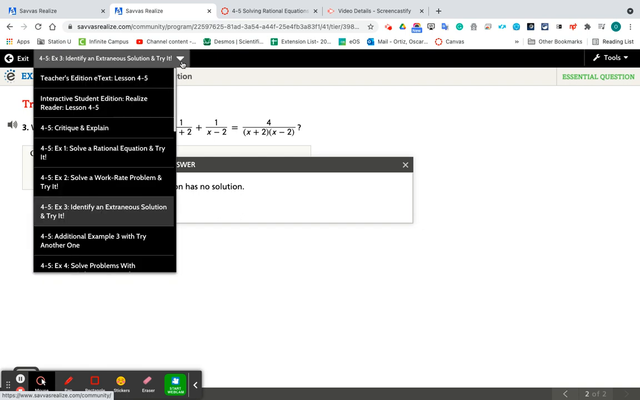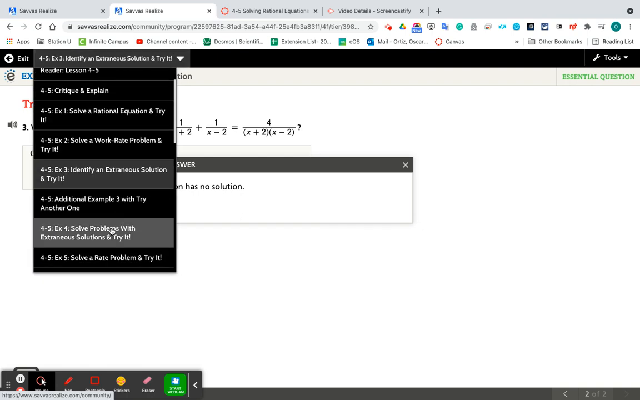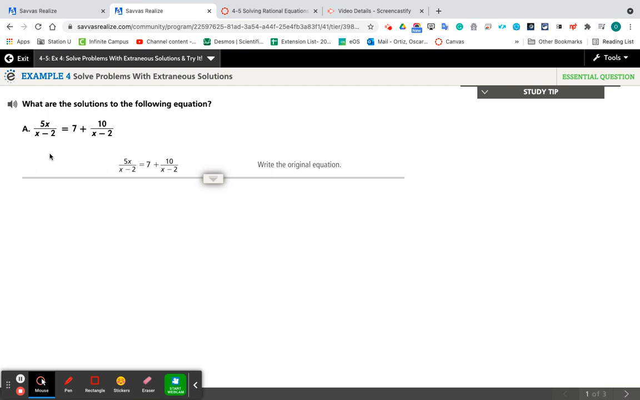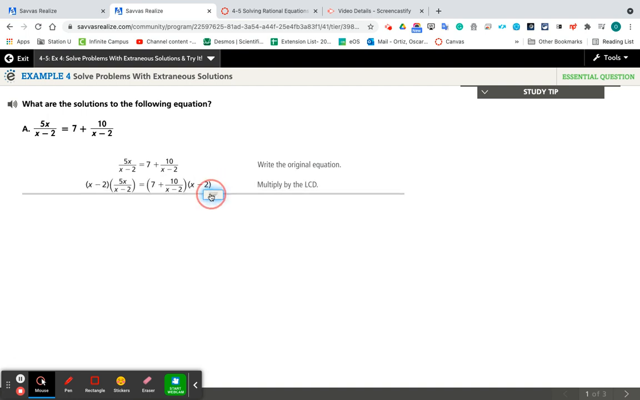So let's do our last example, example 4. Now we just gotta practice solving a couple of equations that have extraneous solutions. Let's start solving this equation right here. That's the original equation. Don't forget to do it in your notebook and take some notes there.